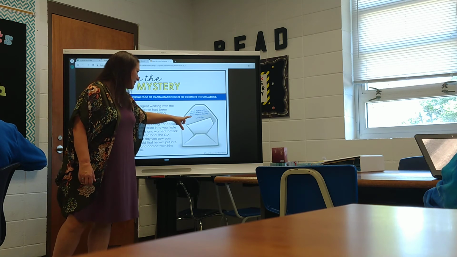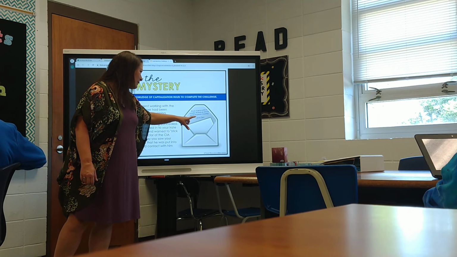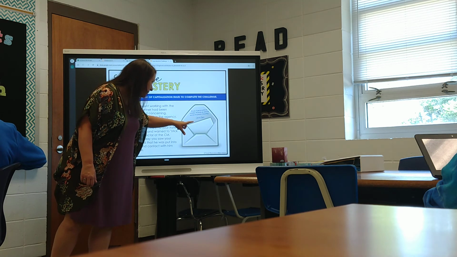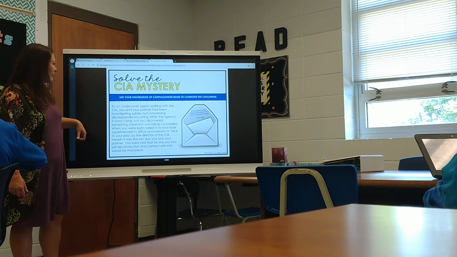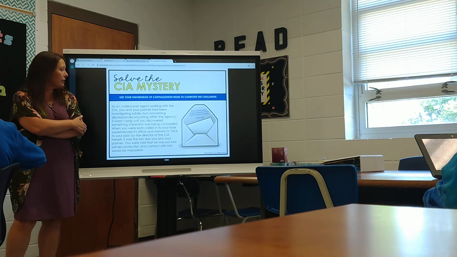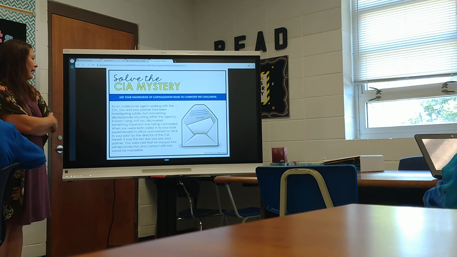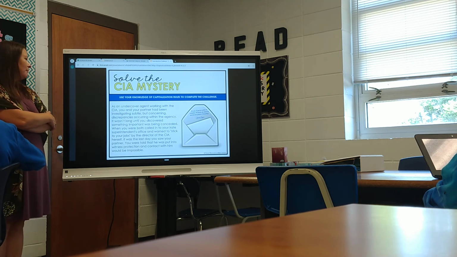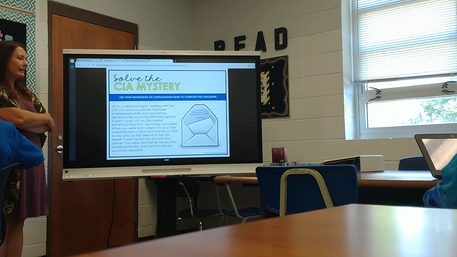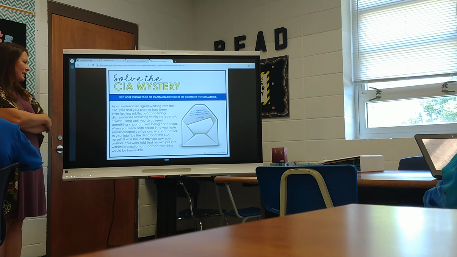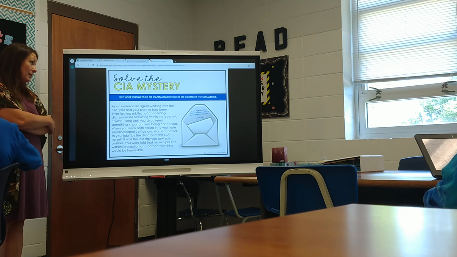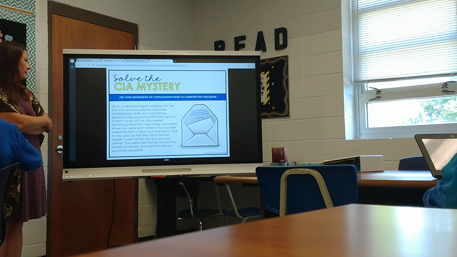A man of genius makes no mistake. His errors are volitional, and are portals of discovery. James Joyce. That's what the little envelope says there. It says, as an undercover agent working with the CIA, you and your partner have been investigating subtle but concerning discrepancies occurring within the agency. It wasn't long until you discovered something important was being concealed.